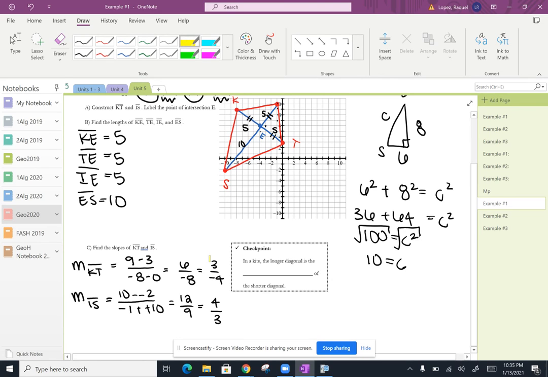Oh, so when I compare the two slopes, I notice that I have opposite reciprocal slopes. So that means that the diagonals are perpendicular to each other, which we already knew based off of our properties from yesterday, which is great. And just as a reminder, in a kite, the longer diagonal is the perpendicular bisector of the shorter diagonal. Let's do some harder coordinate problems in the next example.